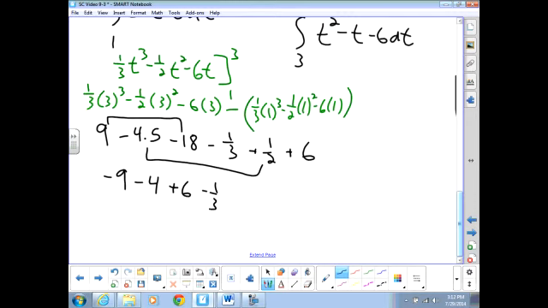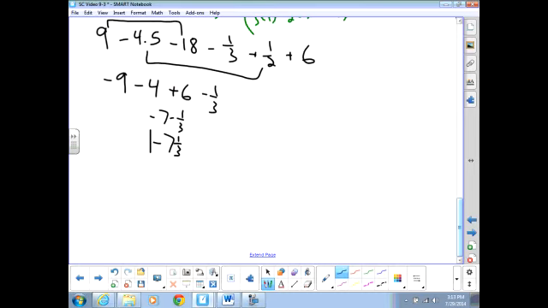Negative 9 and negative 4 is negative 13. Plus 6 will give us negative 7. So we'll have negative 7 minus 1/3 to give us negative 7 1/3. Remember, though, we want the positive value of that, so we'll work with 7 1/3. That is the distance we traveled. It just happened to be to the left. That's why it's negative.